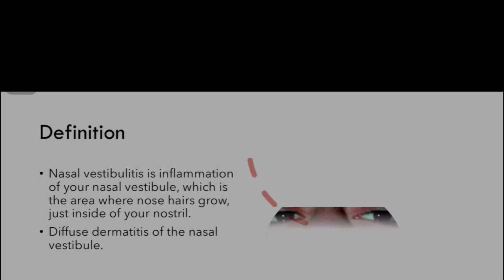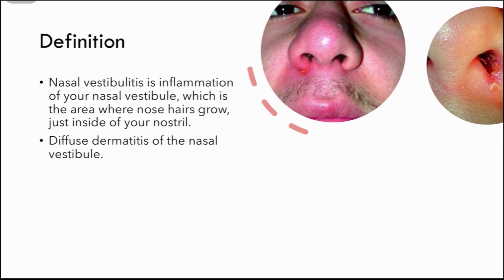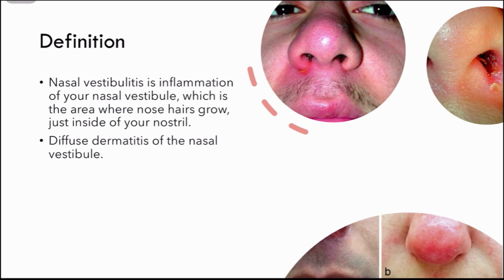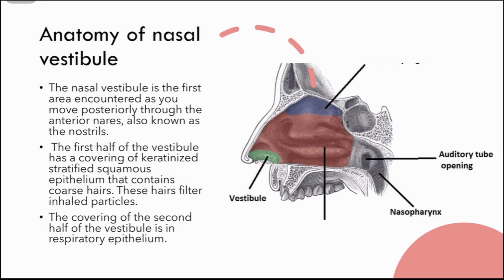For the definition of nasal vestibulitis, it is an inflammation of the nasal vestibule, which is the area where nose hair grows just inside of our nostrils. It may also be defined as the diffuse dermatitis of the nasal vestibule. So, it is the first area encountered as we move posteriorly through the anterior nares, also known as the nostrils.